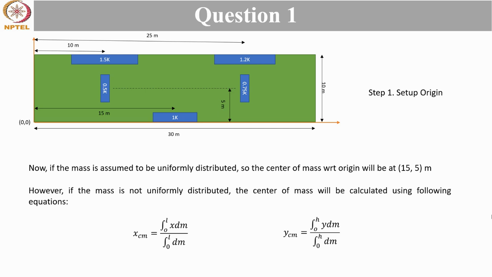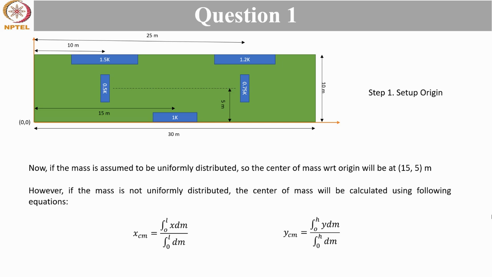Let's say the left bottom corner is our origin. I have marked 0, comma 0 at the left bottom corner. Now, the first step is to calculate the center of mass. If the mass is assumed to be uniformly distributed, the center of mass with respect to the origin will be at the center of the planar view. So it will be 30 by 2, comma 10 by 2. It is nothing but 15, comma 5.